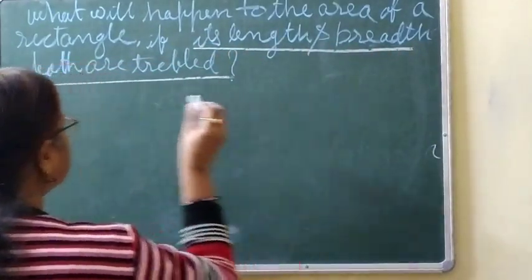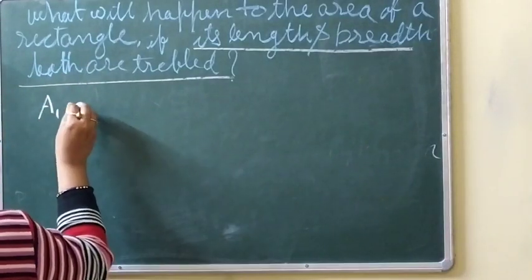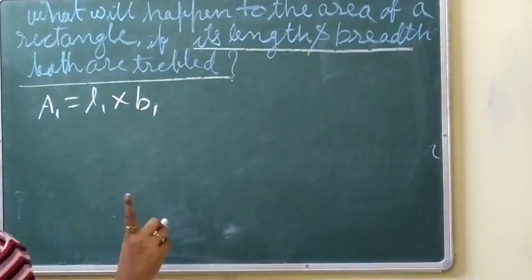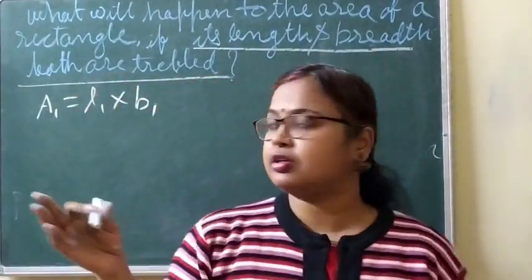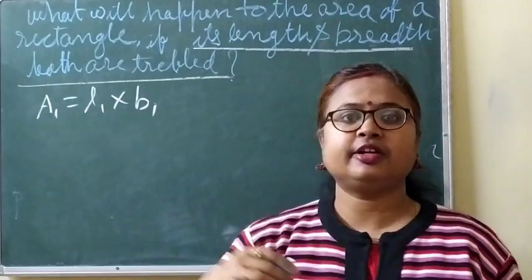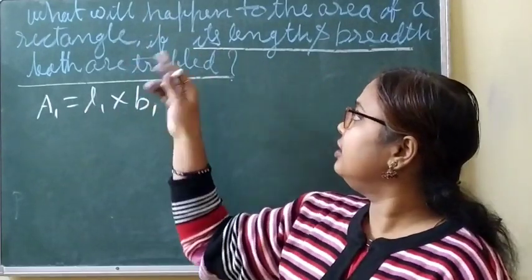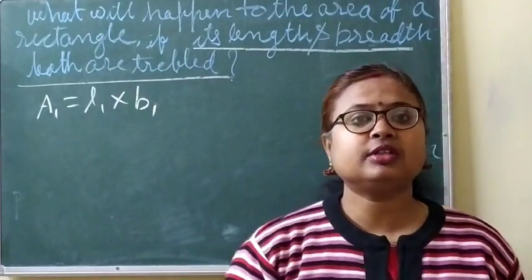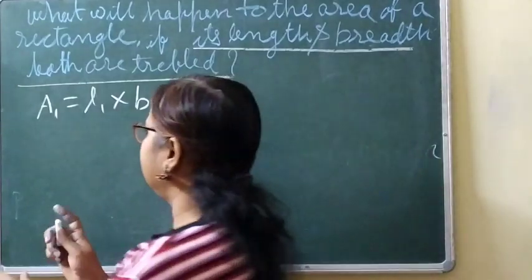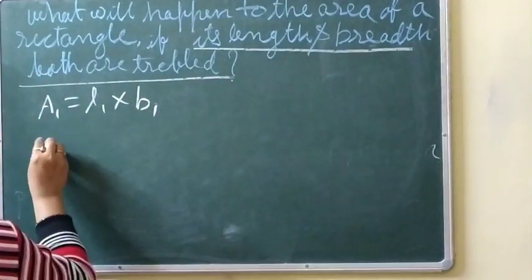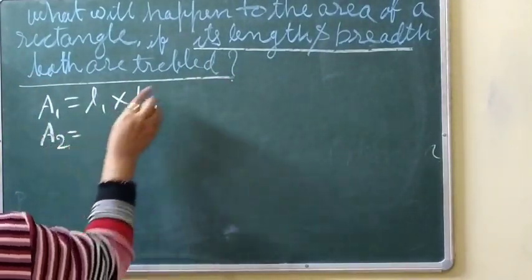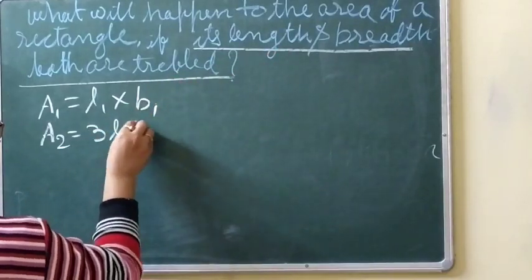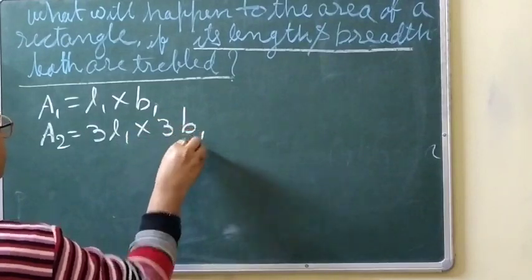Clear? So original was what? A1. Take A1. Clear? So A1 means L1 into B1. This is the original one. This A1, L1, B1 is related to the original rectangle. Clear? Next one means when the length and breadth both are trebled, then take it. Trebled means the next one is A2. In A2, what happened? Length and breadth both become trebled. Trebled means 3L1 and 3B1.